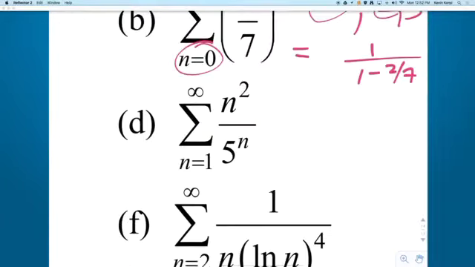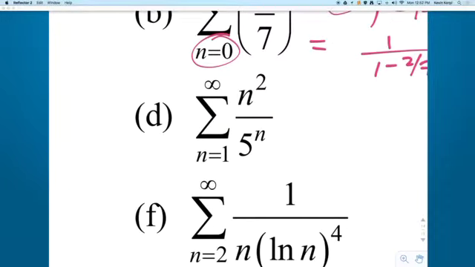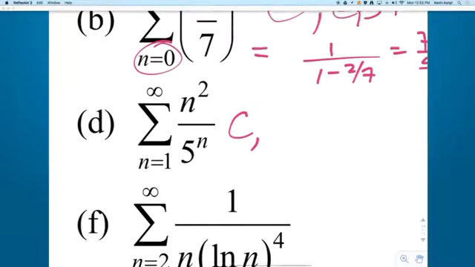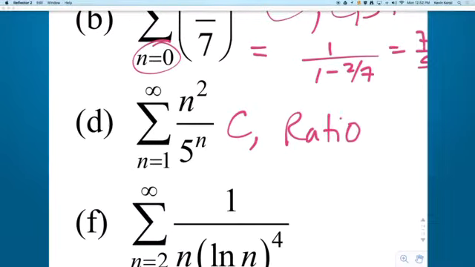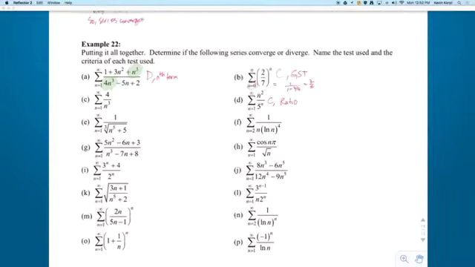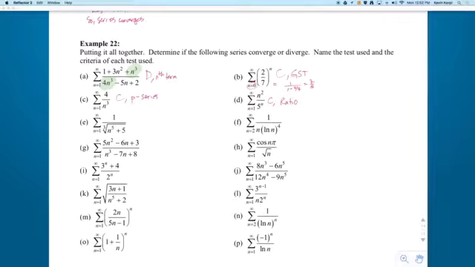Letter D, n squared over 5 to the n. This one converges. Intuition should tell you that. What test would you use? The ratio test works fantastic on that one. Good. And you'll end up with n squared over something n squared, and it will go to something less than 1.